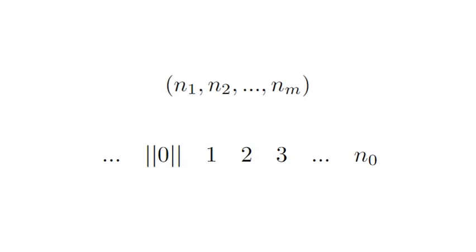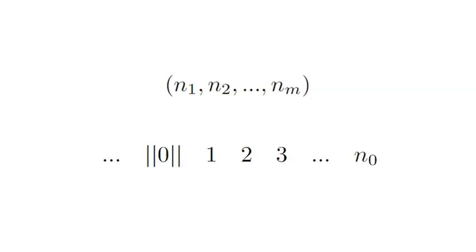The initial state of the Turing machine will be the list of numbers n1, n2, n3, n4, n5 until nm. So all the inputs but the first. What about the first? What about n0? As you'll see later, n0 will tell us when to stop the machine. But for now, don't mind it.